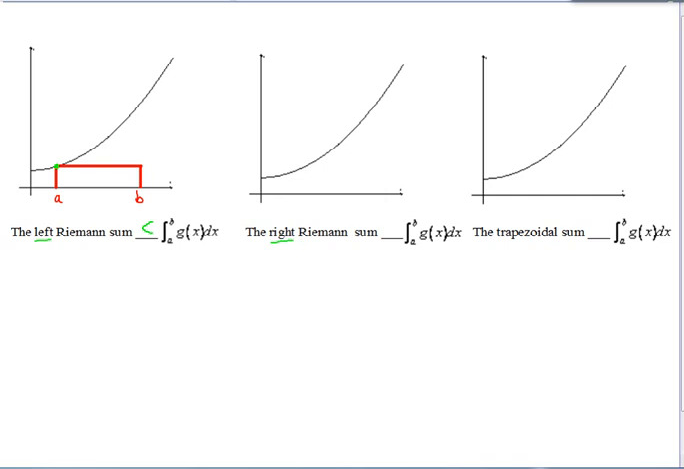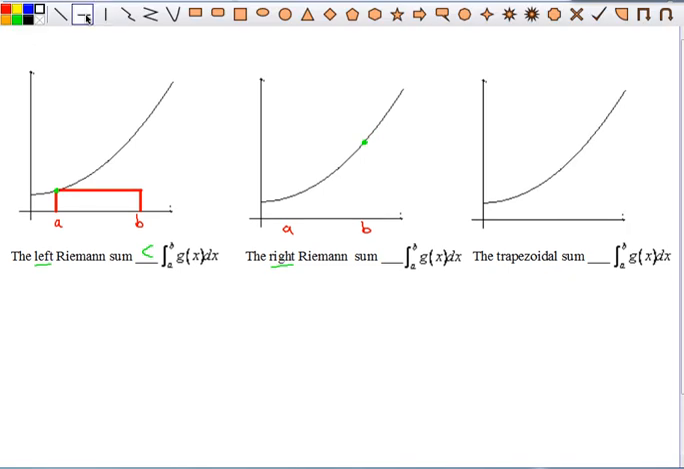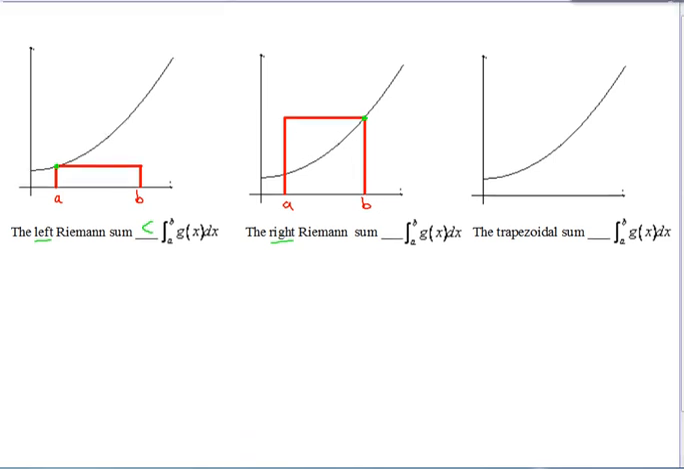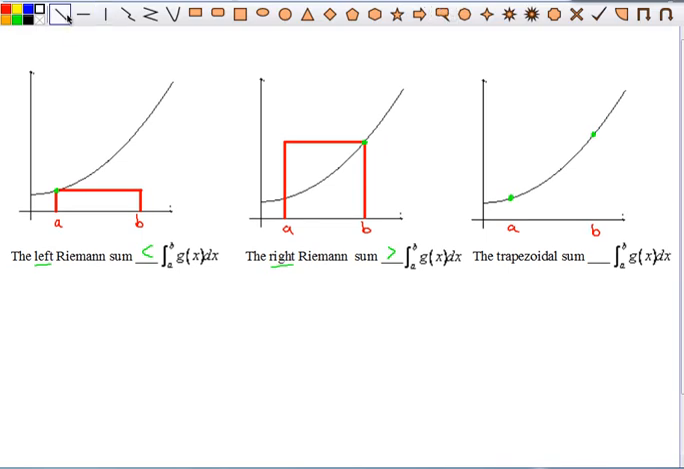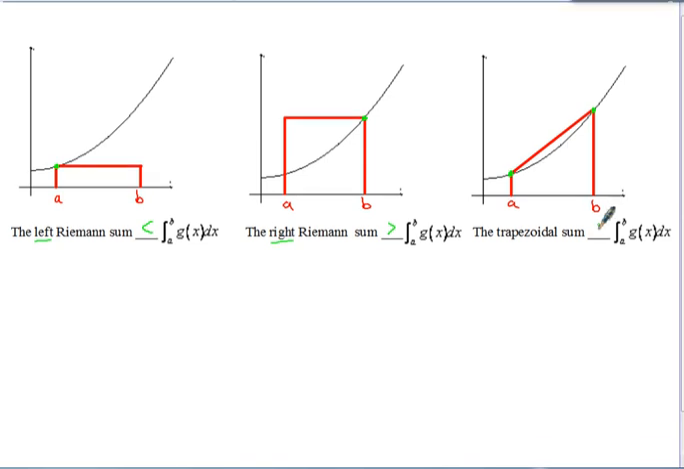Then the right Riemann sum, using the right endpoint. Definitely overestimates this whole section right in here. So it's greater than the definite integral. And then the trapezoidal sum, you have to connect the two endpoints. Straight line using a ruler there. See, that overestimates by that little section right in there. So that's greater than the definite integral exact area.